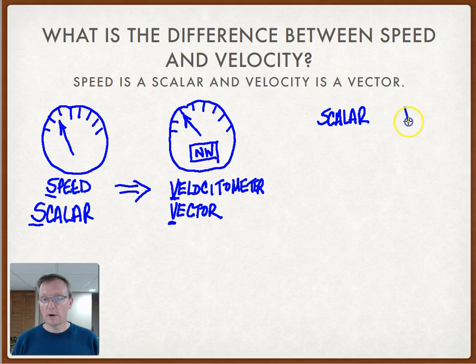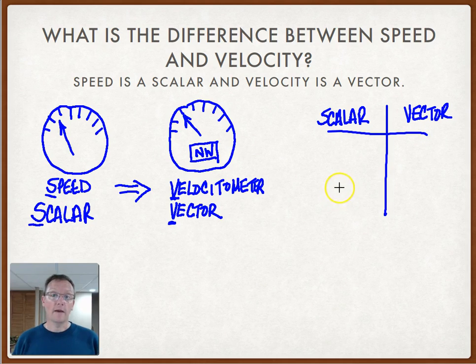I'm going to make a quick chart here. I'm going to give you an example, and I want you to predict where it's going to have to go. Okay, so time. Time is a great example. Does time require a direction or not? I think you can imagine that I can say 5 seconds and you know what I mean. I don't have to say 5 seconds up, right? So time is a scalar.